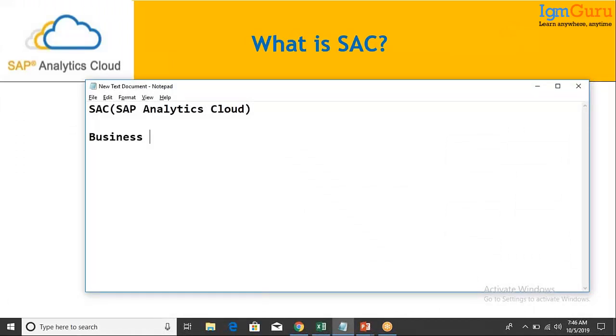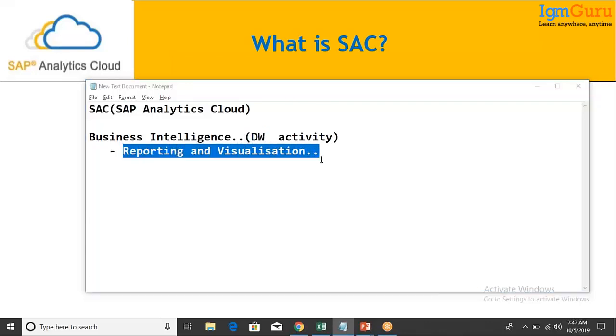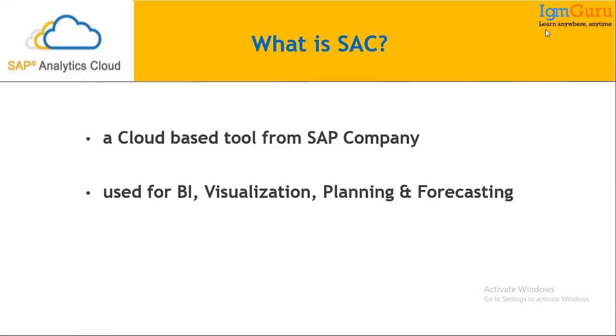If you ask me what exactly business intelligence is, it is a combination of many things, more specifically reporting and visualization. BI is part of the entire data warehousing. BI is a DW activity, and many people on this call already have more than 8 years of experience and might have executed many projects in SAP and non-SAP areas, so I don't want to get into complete detail about DW. Specifically, BI is reporting and visualization, and it also has the capability of planning and forecasting.